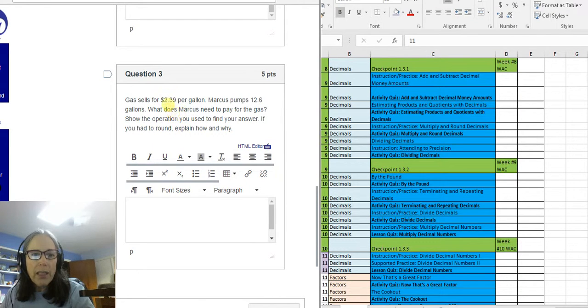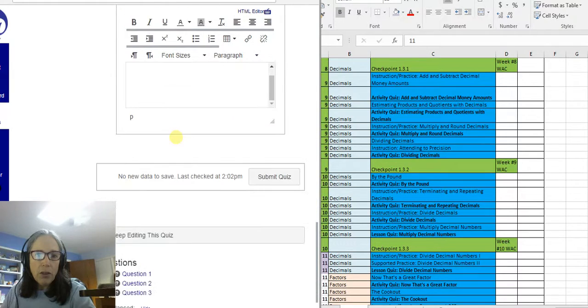And the final question, that gas sells for $2.39 per gallon, and he gets 12.6 gallons. First of all, you have to decide what you are going to do with these numbers to find your answer. Once you find the answer, then you're going to round it to the nearest cent, because you don't pay thousandths of a cent or thousandths of a dollar. You only pay to hundredths of a dollar. And you're going to show what operation you used, and if you had to round, explain it. Read all those little parts.